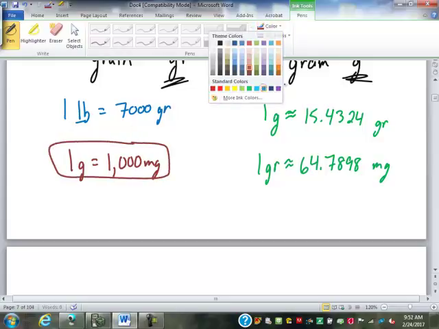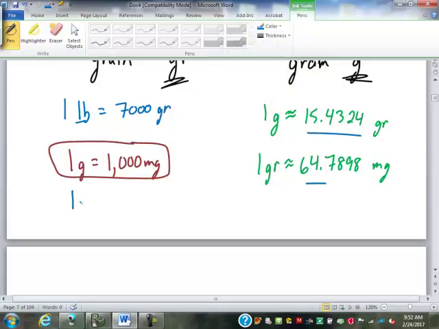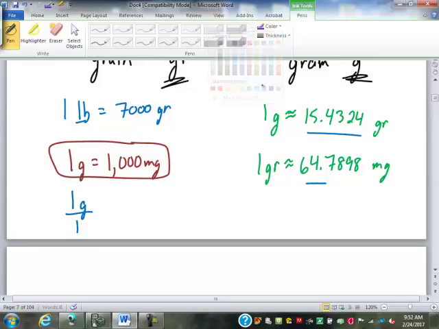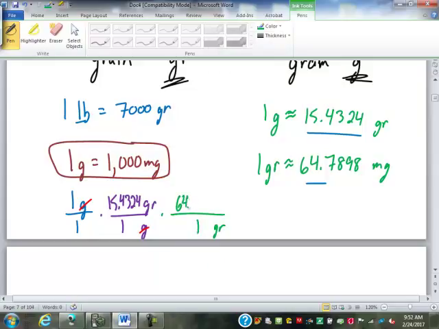So if I use this to convert these numbers, I make 1 gram, I'll put it over 1. I'm going to multiply, put a gram on bottom, and grains on top. 1 gram is 15.4324 grains. The grams have canceled out. I'm going to put the grains on bottom now. 1 grain is 64.7898 milligrams. So now the grains have canceled out, and the only units I have left are the milligrams.